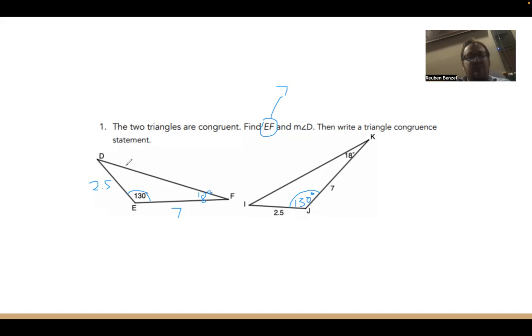The problem is that they want us to find angle D. So I'm just going to call that X for right now. I could just do 18 plus 130 plus X equals 180. And when I solve for X, that's going to be 32, I believe.